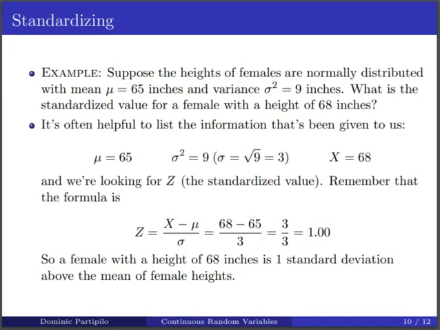And remember what z tells us. Z tells us the number of standard deviations above or below the mean x is. So when we come up with a z value of 1, that tells us that 68 inches is one standard deviation above the mean of female heights.